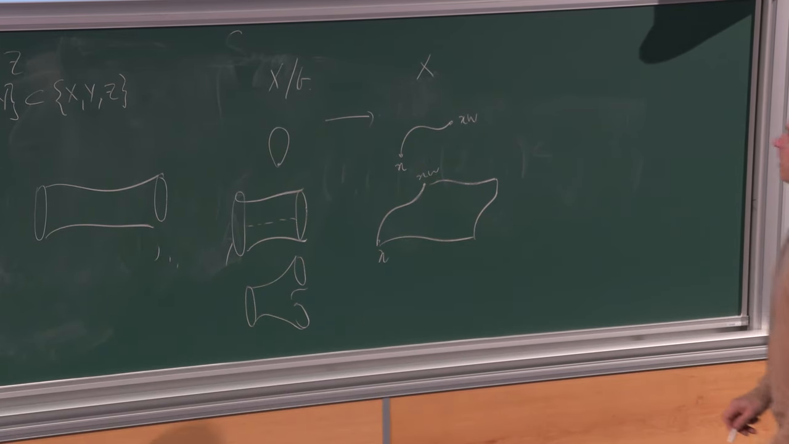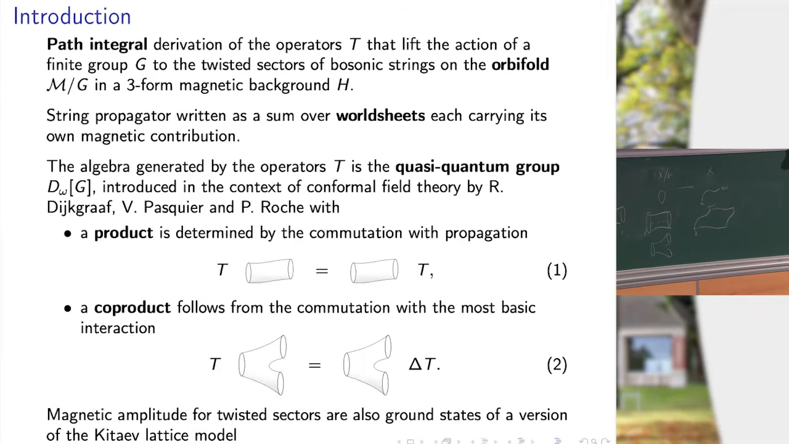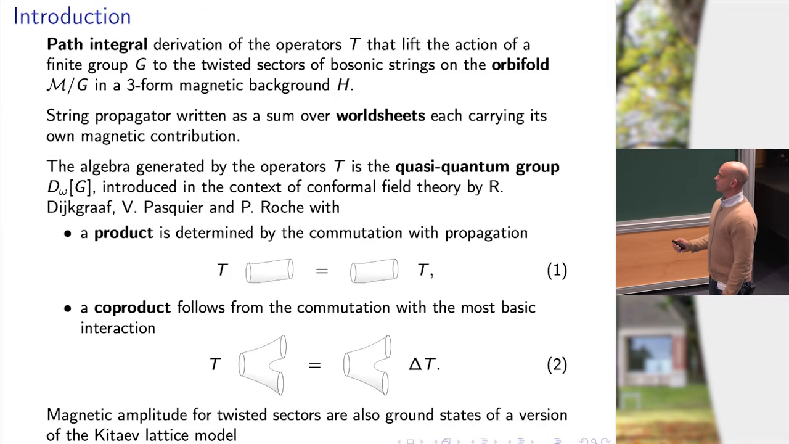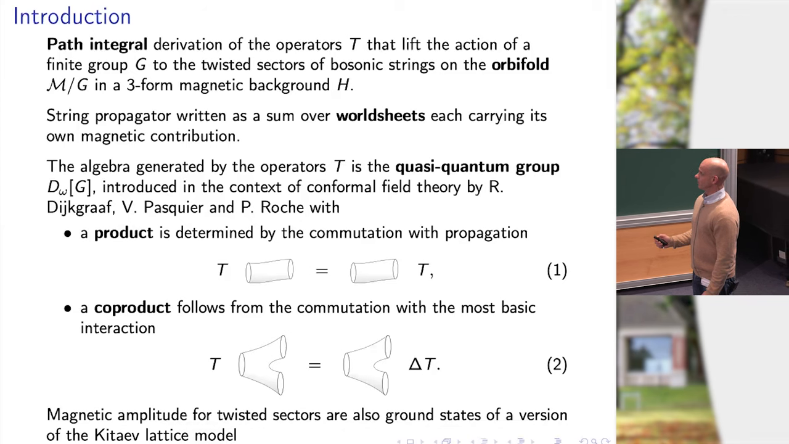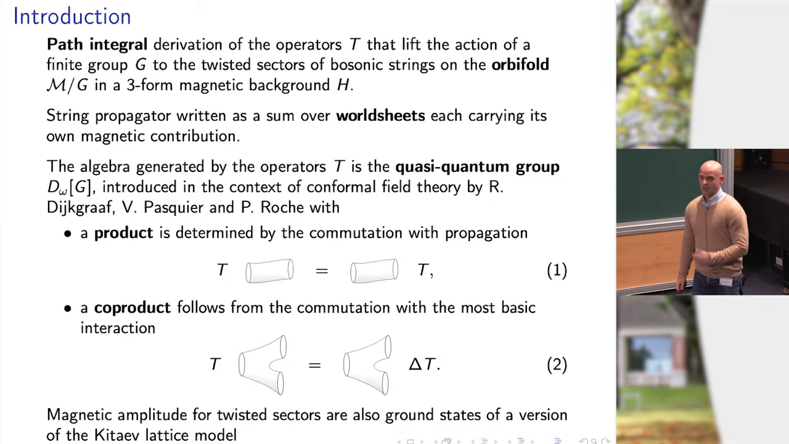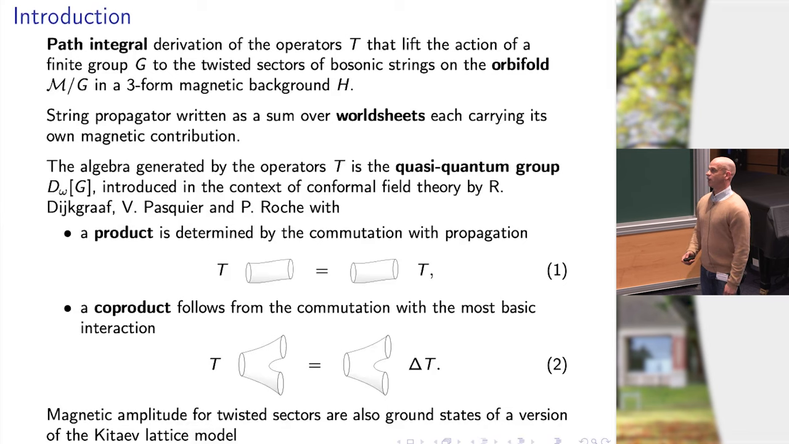And when the strings interact, I will have some new operation available acting on the symmetry operations, because here the operator T is supposed to be a symmetry, then it will commute with propagation. While here there is a new kind of propagation, which is in fact also an interaction, where the string is split into two strings, and then you have to act on the tensor product space here. Therefore, the algebra T comes equipped with a co-product structure. And in fact, it turns out to be a quasi-Hopf algebra. And this quasi-Hopf algebra appears also in the twisted version of the Kitaev model on the lattice.